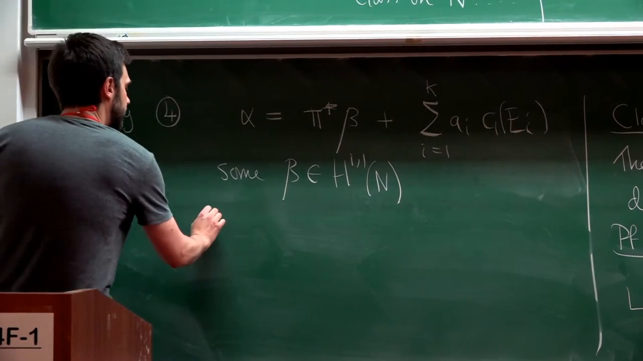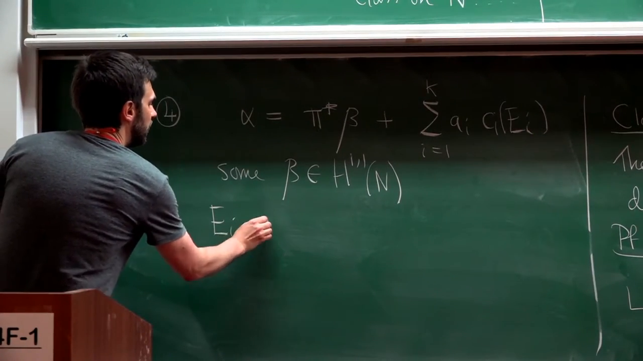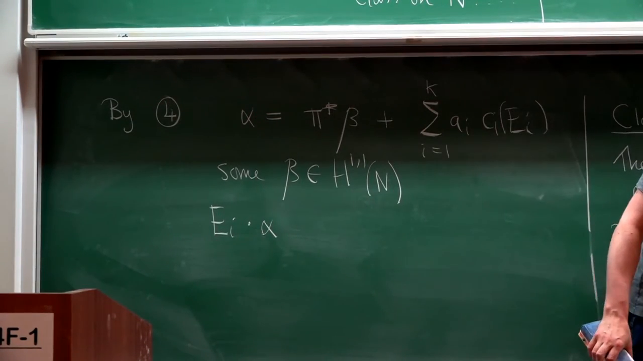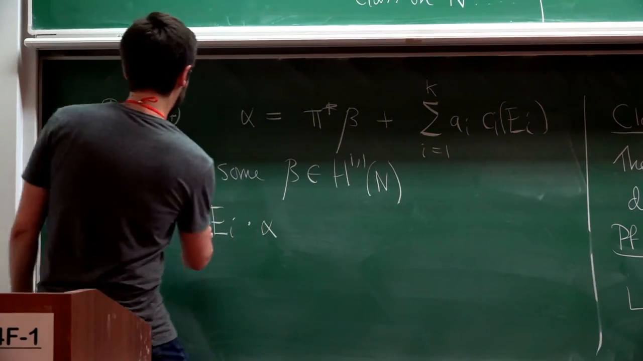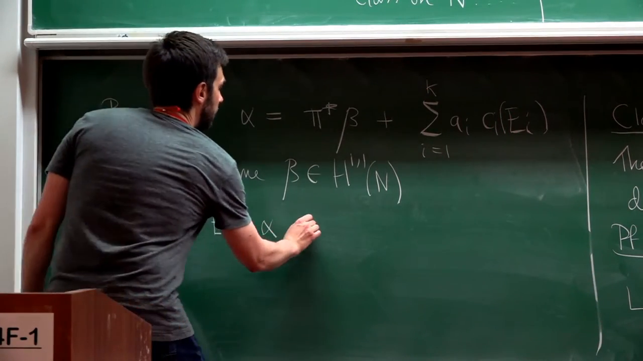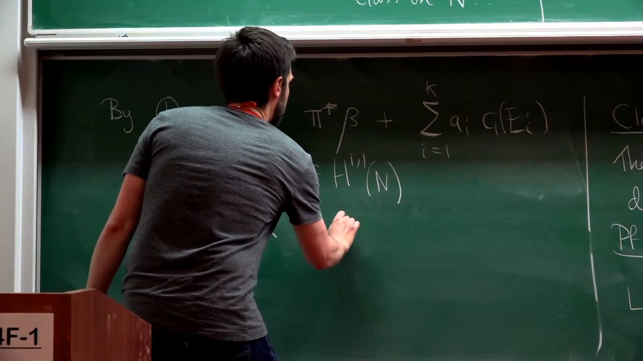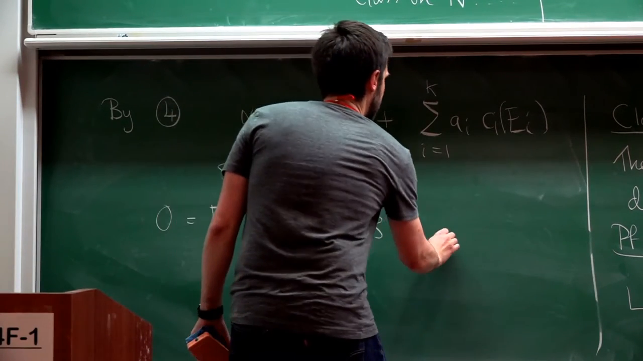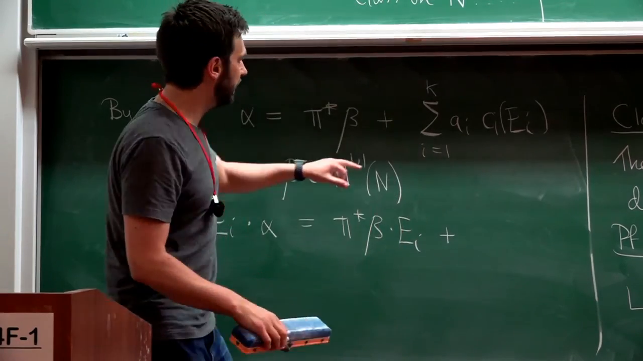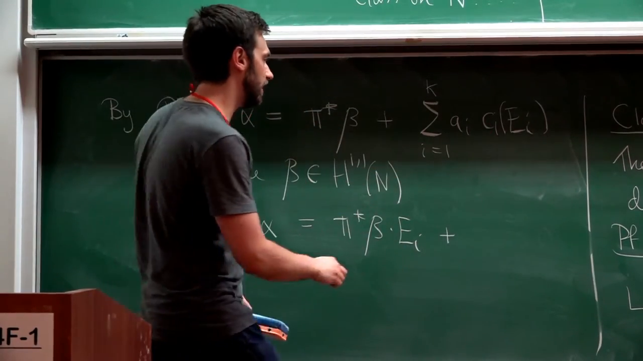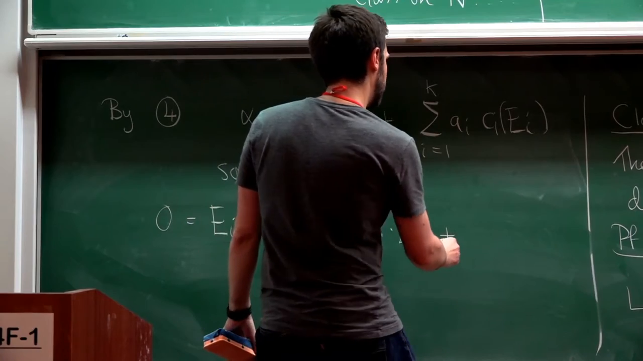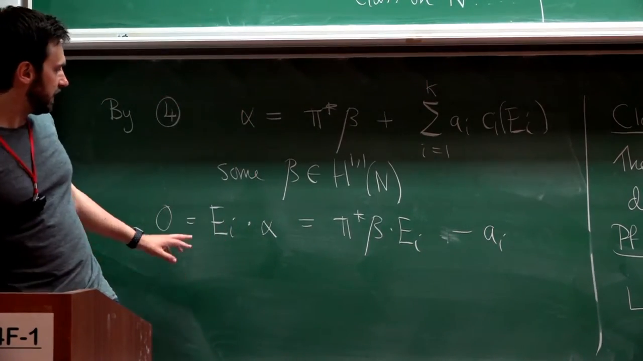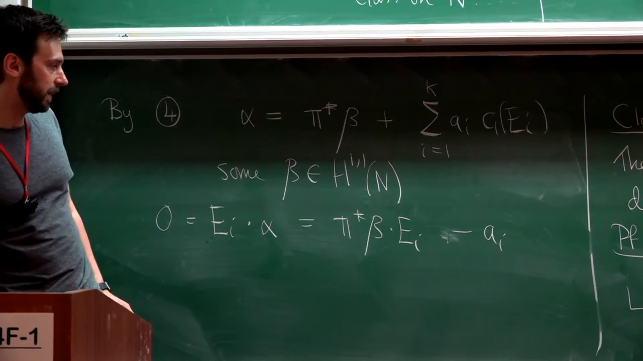But that's not difficult, because if I just do EI dot alpha, by definition of curly E, these are all 0. So this is 0. But on the other hand, this is the pullback of beta dot EI. And then remember, they're disjoint. So EI dot EJ is 0 whenever I is not equal to J. So I'm only left with a minus AI, because the self-intersection EI dot EI is minus 1.